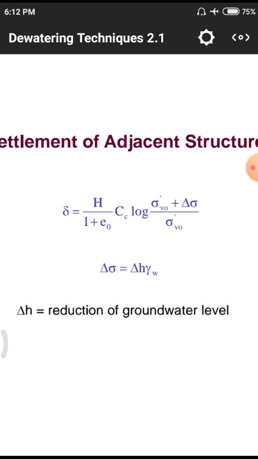This is the settlement of adjacent structures. What is the settlement of adjacent structures? It means if we construct a structure near other structures, we will face these conditions in cities itself. Why? Because in cities we have less space, but a huge number of structures lying in smaller areas.